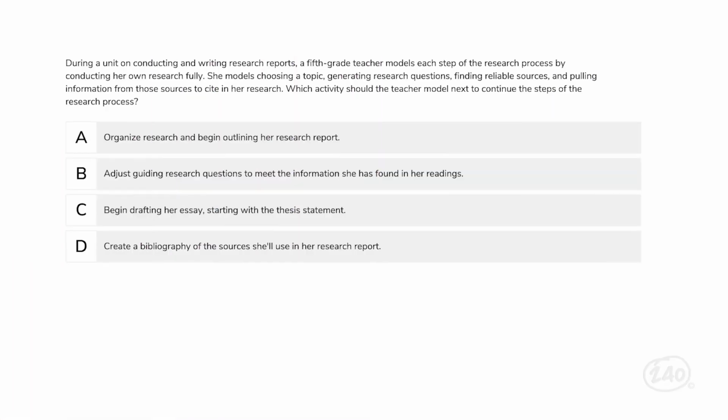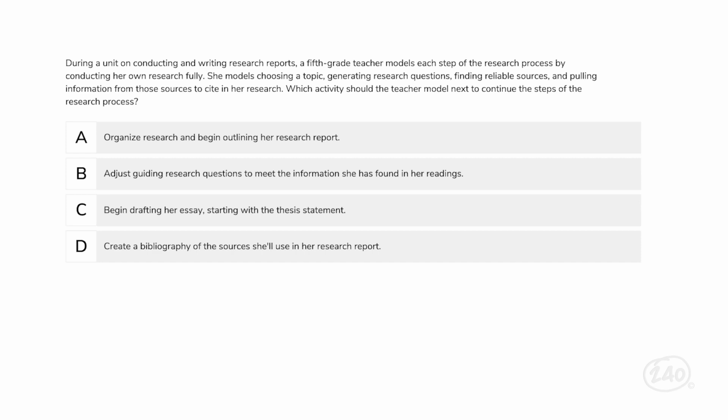Up next, reading, inquiry, and research. During a unit on conducting or writing research reports, a fifth grade teacher models each step of the research process by conducting her own research fully. She models choosing a topic, generating research questions, finding reliable sources, and pulling information from those sources to cite in her research. Which activity should the teacher model next to continue the steps of the research process?